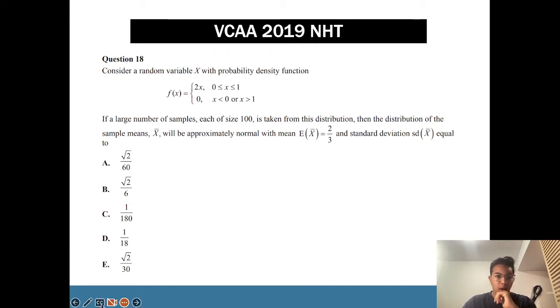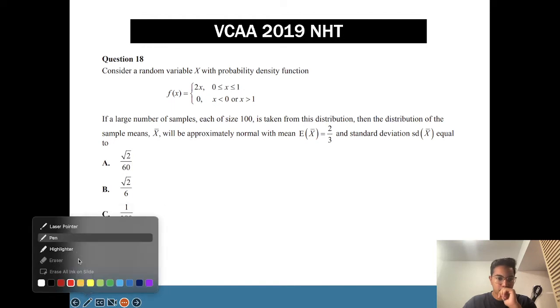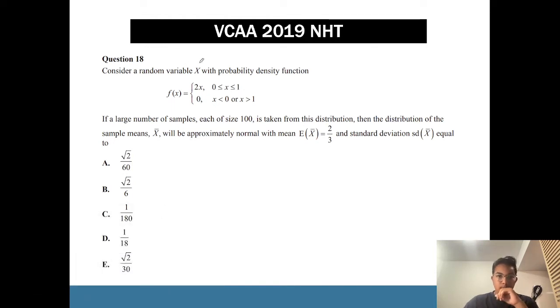In the meantime, I'll start highlighting some key bits of information. So we're dealing with a probability density function, and that's given by this. We have a large number of samples, each of size 100. Okay, so this is well above 30. The distribution of the sample mean will be approximately normal, so they're telling us that. They've told us the mean, which is quite nice of them. And so all we need to work out here is our standard deviation.